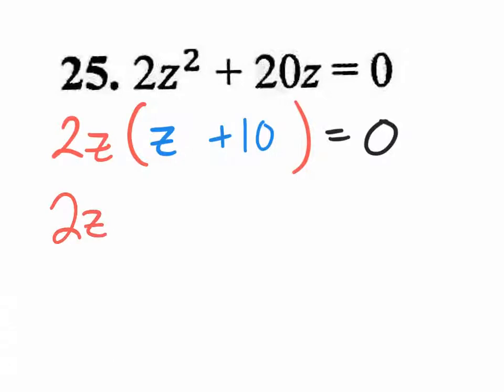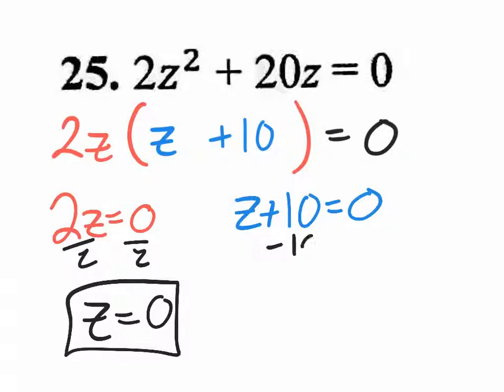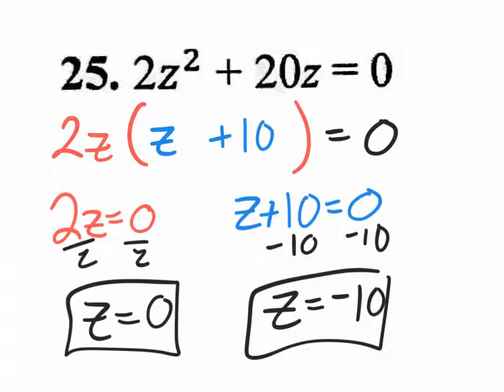So the 2z, that could be equal to 0. And also this z plus 10, that can also be equal to 0. So my two answers will be divide by 2, z equals 0. And then over here, minus 10, z equals negative 10. Those are my two answers for number 25. So again, the zero product property is all about having multiplication between two terms that's equal to 0. That way you could take those two terms and split them and set them each equal to 0. And then you solve both of them and you get your two answers.